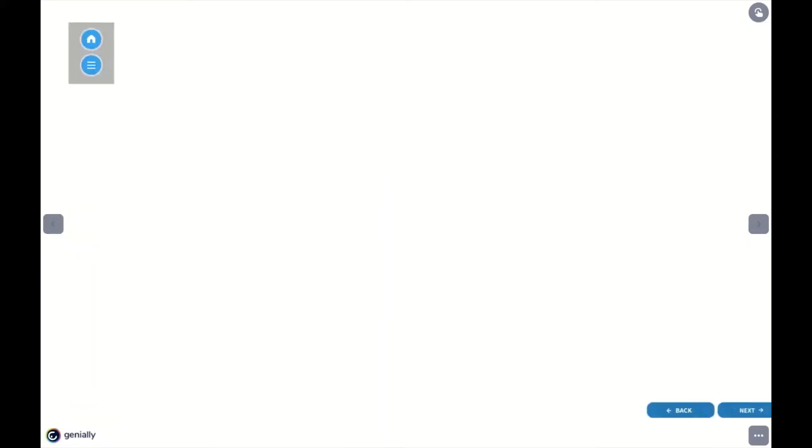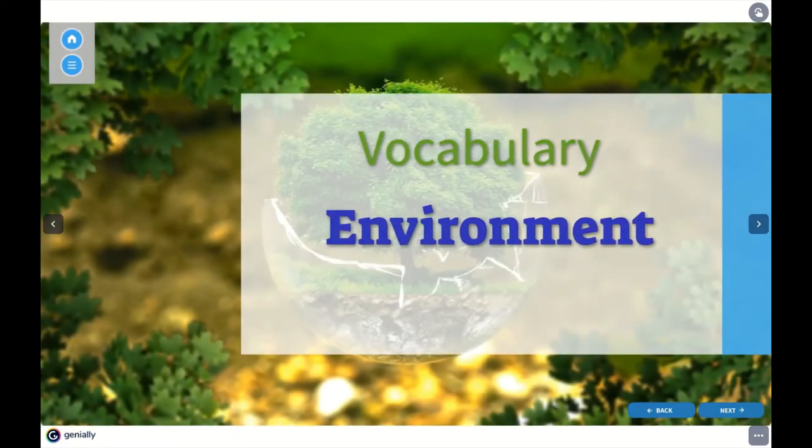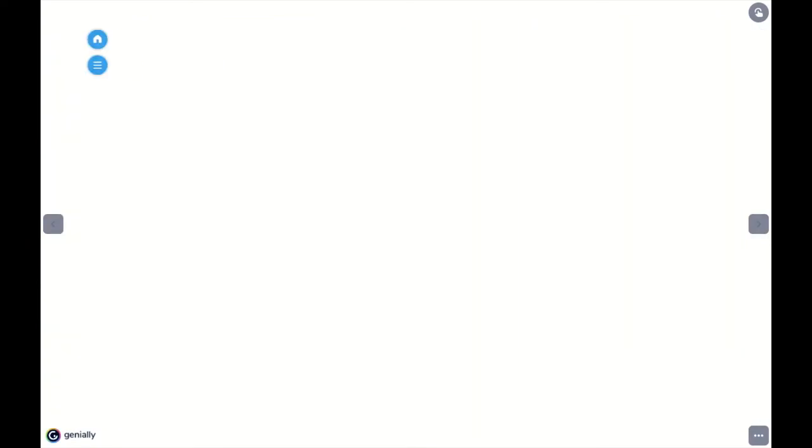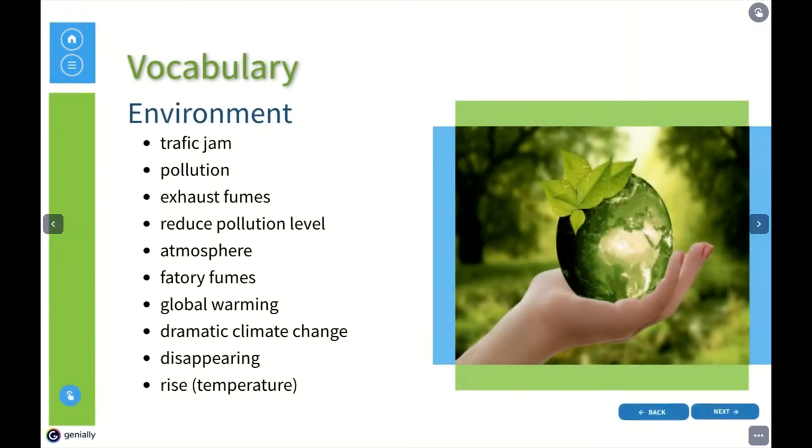Let's move on to vocabulary. You're going to learn some words about environment in this section. Here are the words. So we have traffic jam, pollution, exhaust fumes, reduce pollution level, atmosphere, factory fumes, global warming, dramatic climate change, disappearing, and rise in temperature. So you're going to learn this. If you cannot do it in English, you can translate into Khmer language.